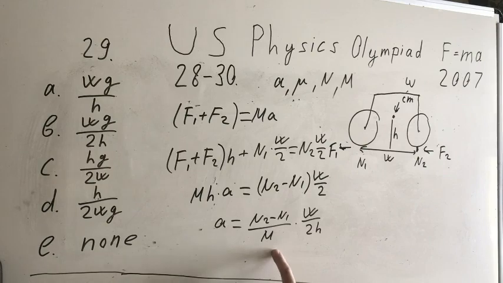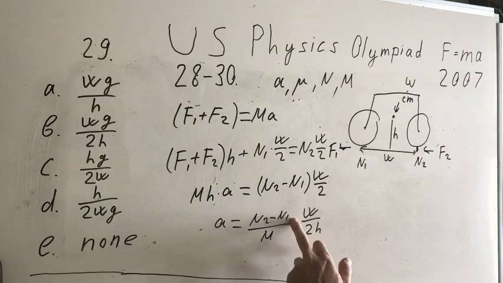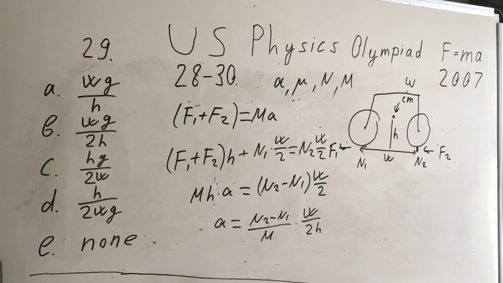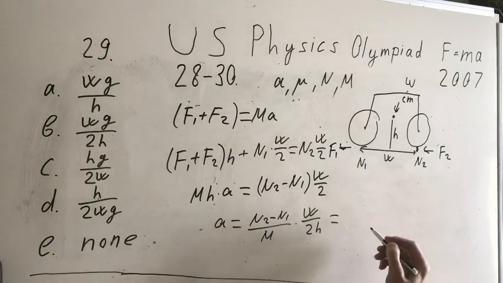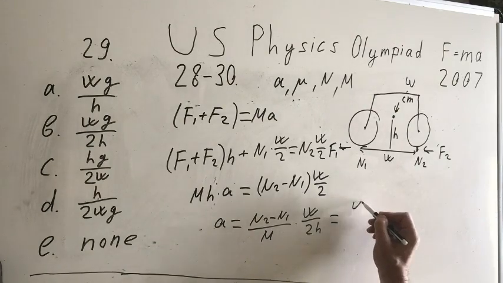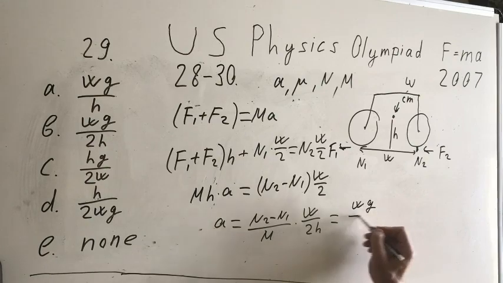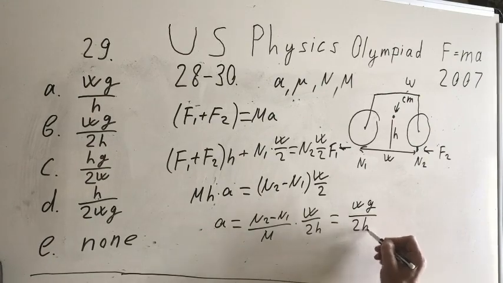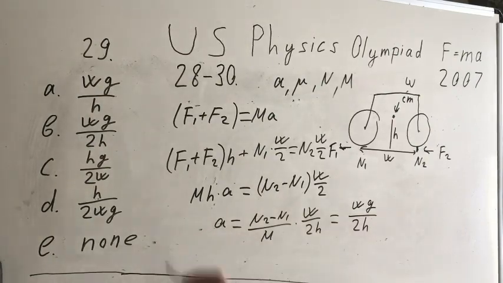If you look at this equation, we have N2 minus N1, but we know that N1 plus N2 equals mg. It means that we get the maximum acceleration when N1 equals 0. In that case N2 equals mg, and then finally we have wg over 2h. That's answer B.